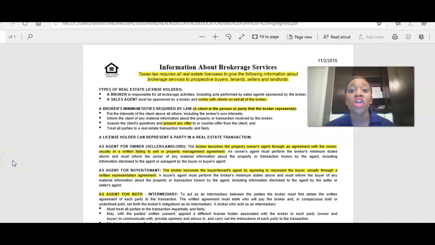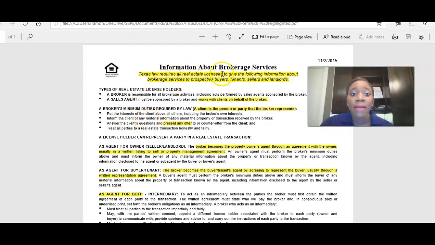So I just wanted to go over some very important information for the home buyers out there. I'm going to talk about information about brokerage services. So this is something that is very important. All Texas real estate professionals are supposed to give you this form if you are a consumer, a buyer, or a client, so that you can understand what the different roles are in terms of a buyer's agent and the seller's agent, and also understand what the brokerage process is like.